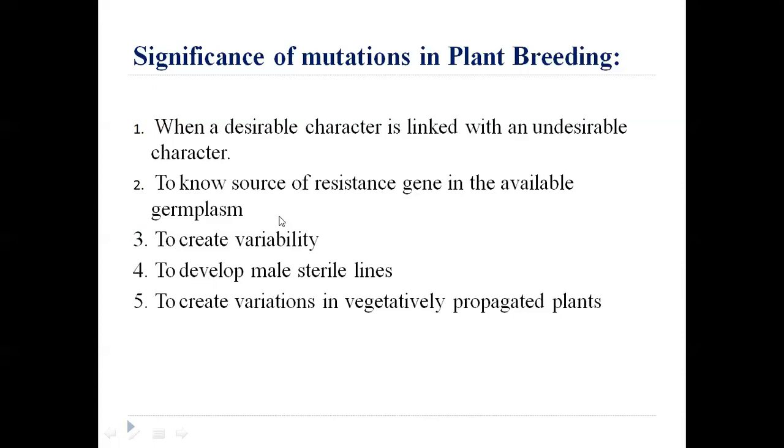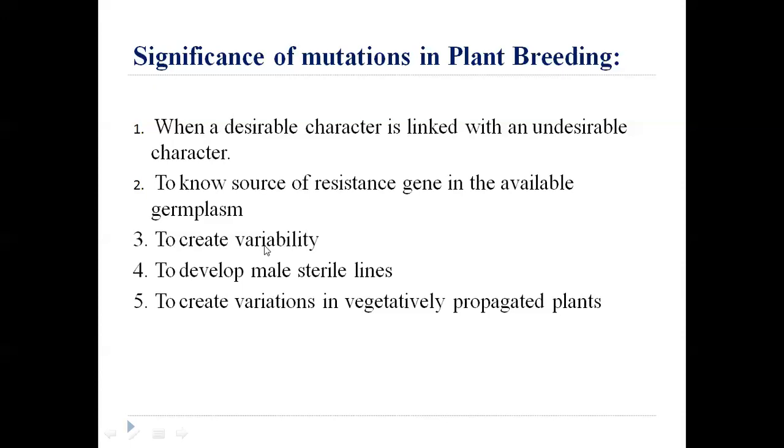Okay. To know the source of resistance genes in the available germplasm. Because germplasm is the gene bank. Germplasm means all the phenotypes of varieties that we are cultivating, under regular monitoring. So there also, if you need a gene bank or resistance gene, you need mutation to create variability. If you want to have some changes, differences, genetic changes, you need to create mutation.